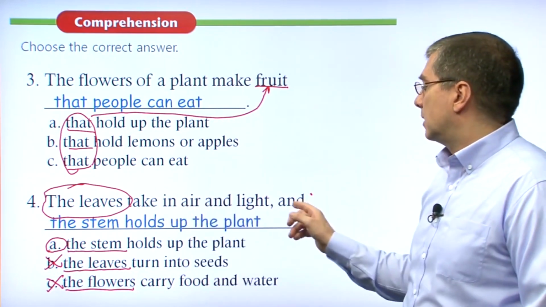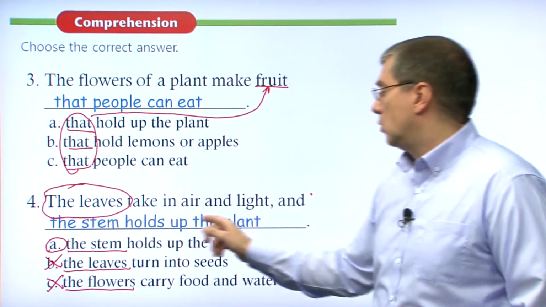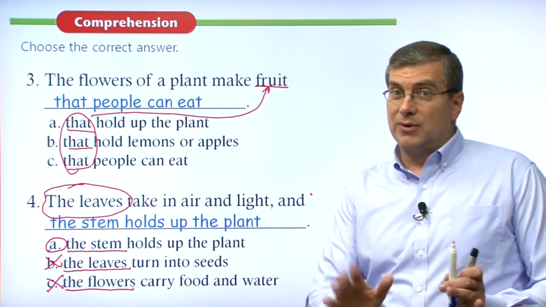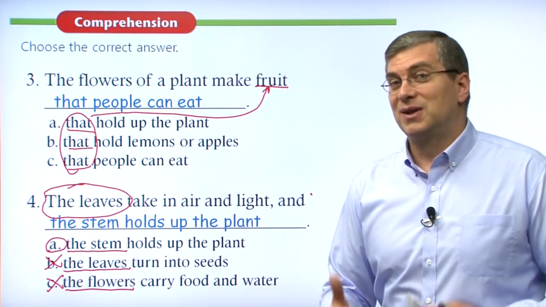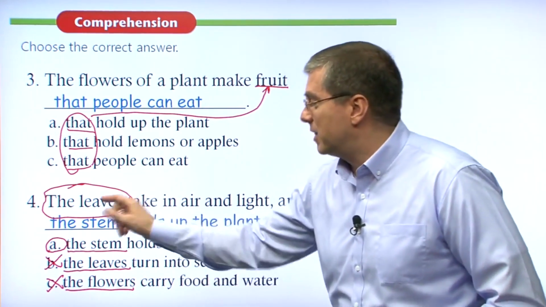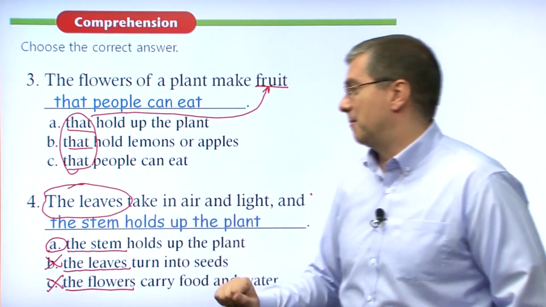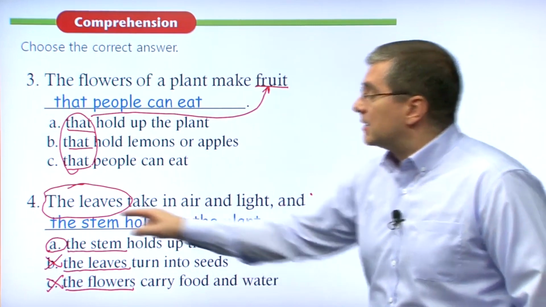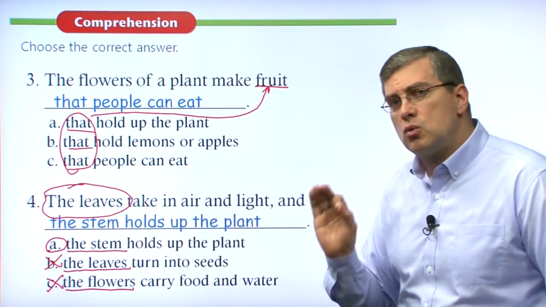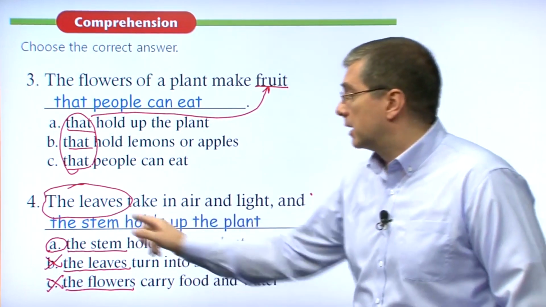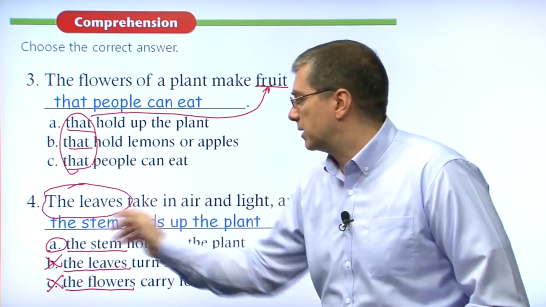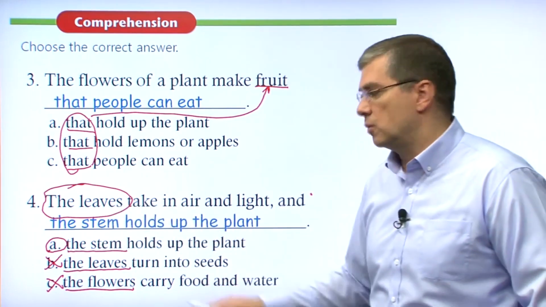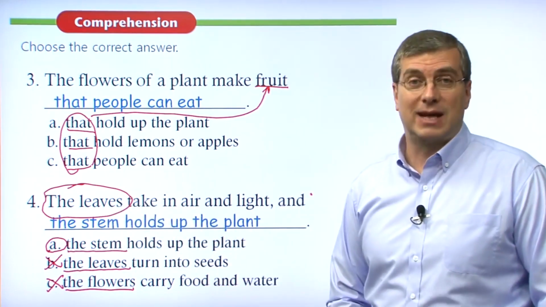The leaves take in air and light, and the stem holds up the plant. So be careful, this is a little difficult of a sentence. Two subjects. One, the leaves. Two, the stem. So you don't really need to worry about the first part of the sentence. The second part of the sentence is what you really have to pay attention to because we're changing the subject. Which is the true statement?